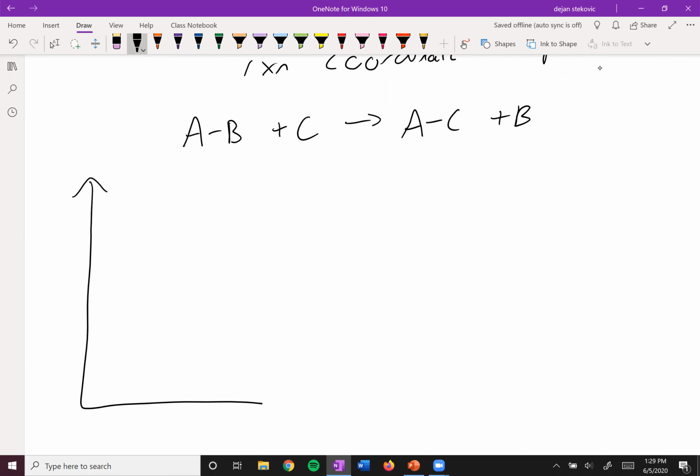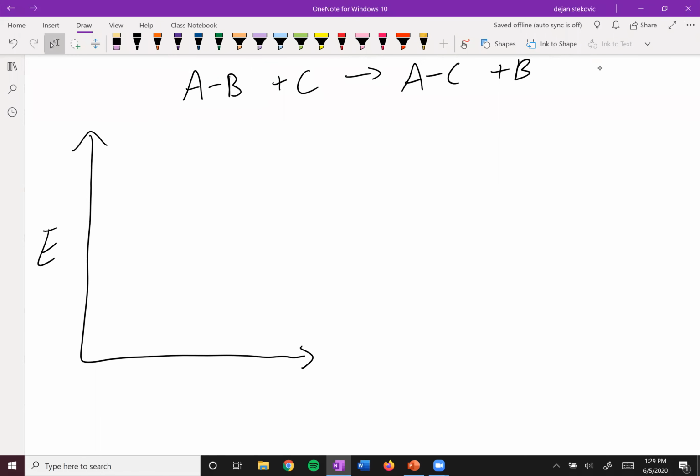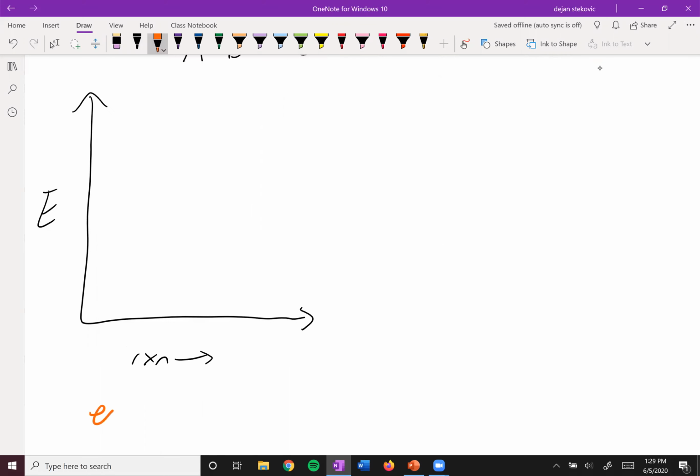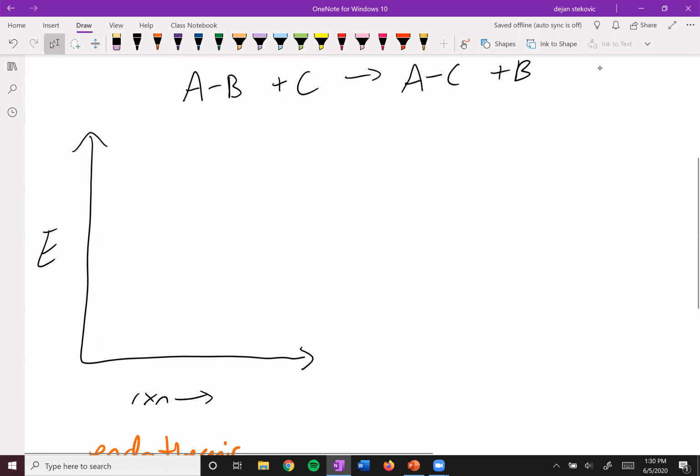So let's go ahead and just draw one of our reaction coordinate diagrams here. So we've got energy here, and then we've just got reaction coordinate down on the bottom. So on the left side will be the reactants, and on the right side will be the products. In this case, we're going to take a look at endothermic. So think about endothermic. What does that mean?